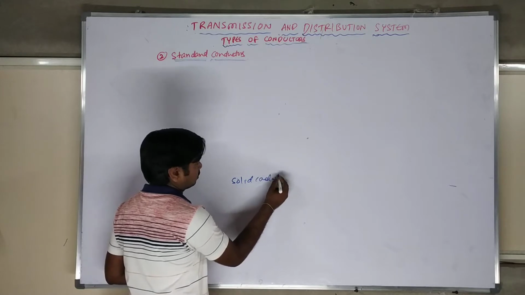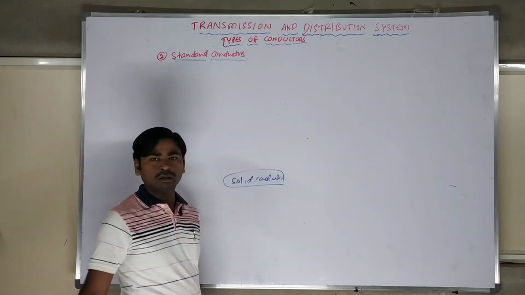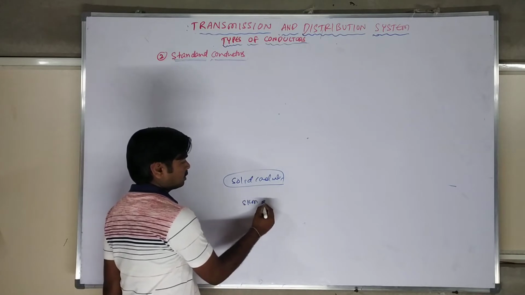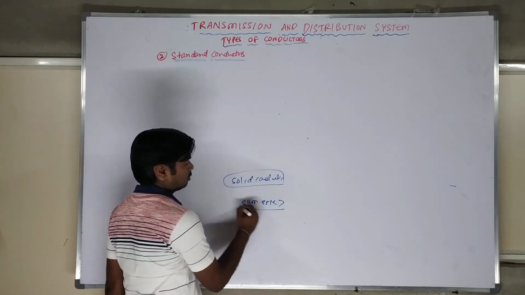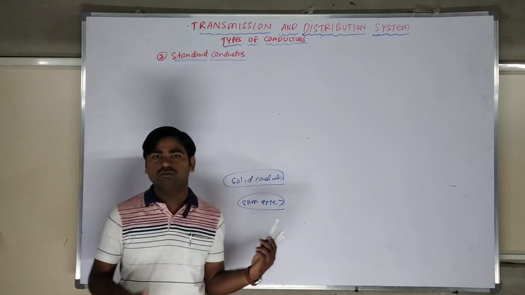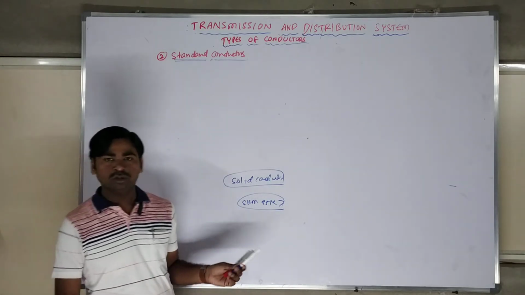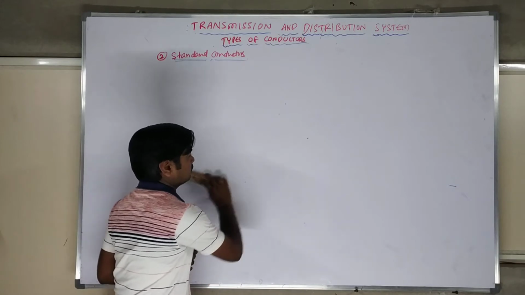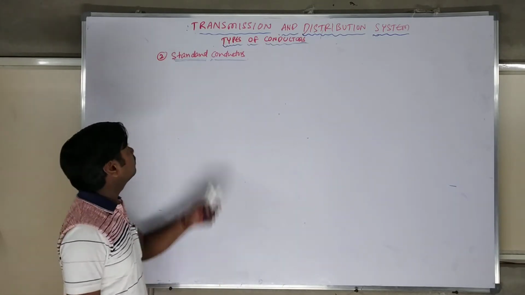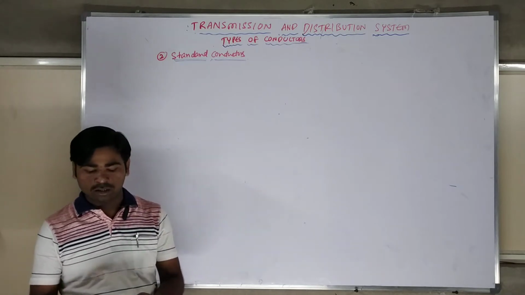In the solid conductors, we have one drawback. The drawback is that skin effect is more. If skin effect is more, that is a drawback. To reduce the skin effect in the solid conductors, we have switched over to stranded conductors.